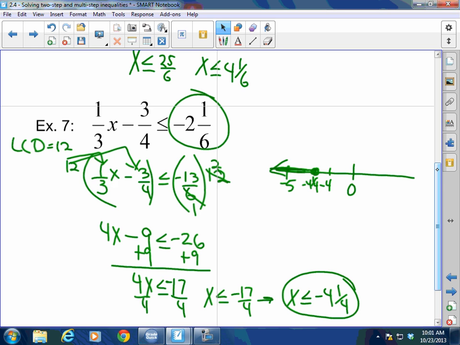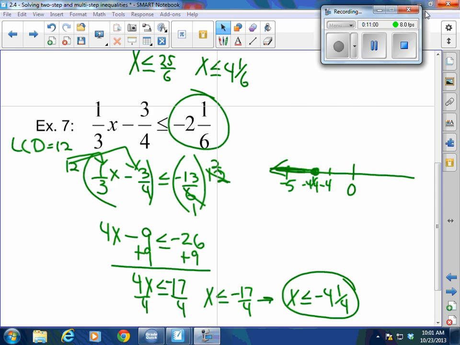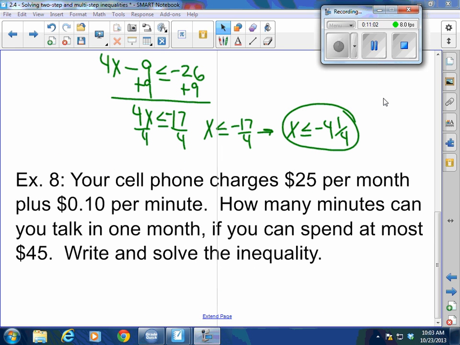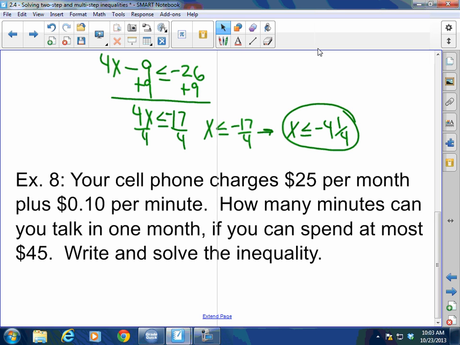Let me pause one second. I'm gonna put one extra problem up there. Okay, guys, we had a little bit more time, so I went ahead and added this extra problem. Your cell phone company, sorry, I just wrote this on the fly, charges $25 per month plus 10 cents per minute. How many minutes can you talk in 1 month if you can spend at most $45?